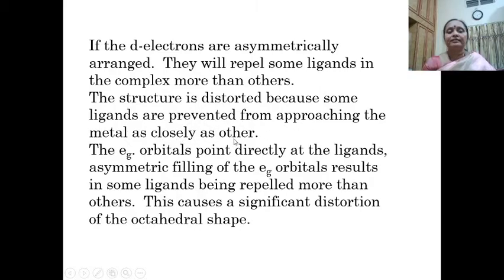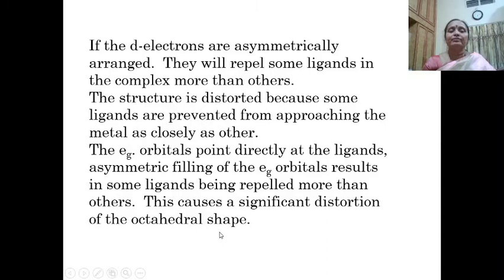The eg orbitals point directly at the ligands. Asymmetric filling of the eg orbitals results in some ligands being repelled more than the others. This causes significant distortion in the octahedral shape.